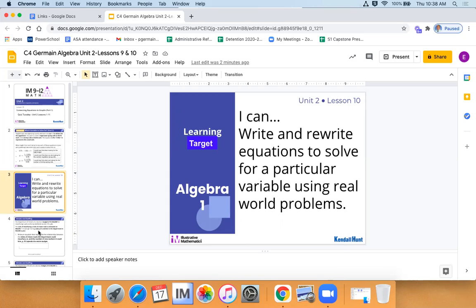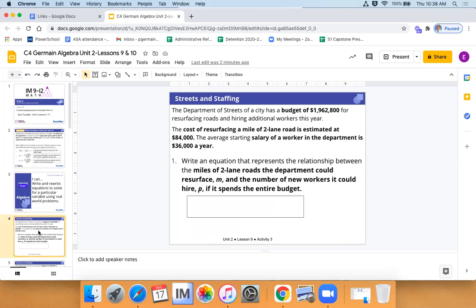You might need also a piece of paper for yourself too. Okay. So today, here is the story, the scenario that we're dealing with.